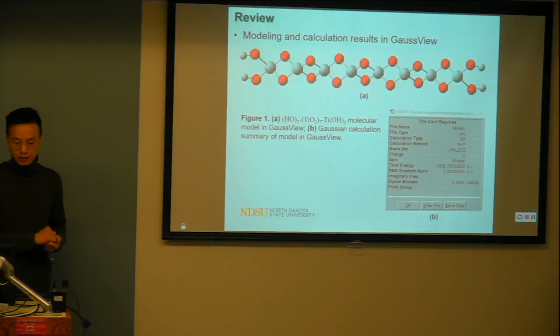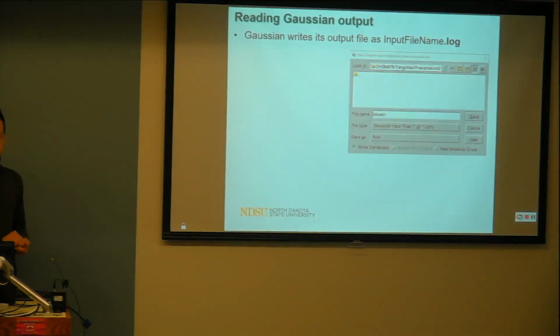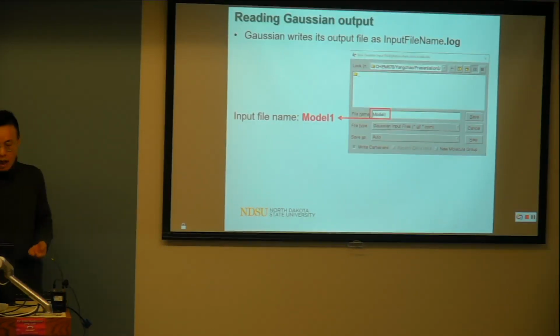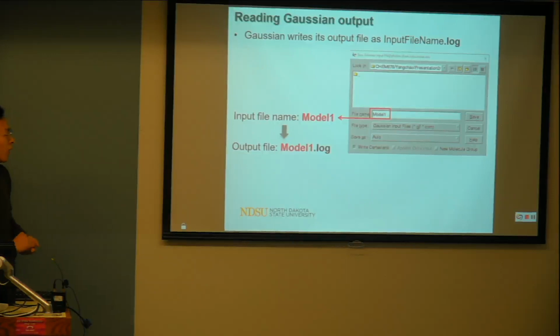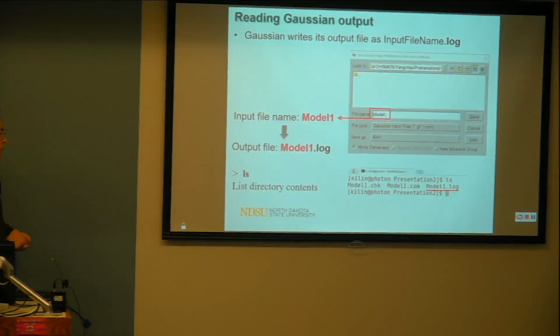How can we get the total energy, HOMO energy, and LUMO energy without GaussView? Firstly, Gaussian writes its output file with the same name as the input file, .log. That means if I name my input file model1, the output file will also be model1.log. We can also use the ls command to list directory contents. As you can see, we have the output file, the log, and the input file, right?